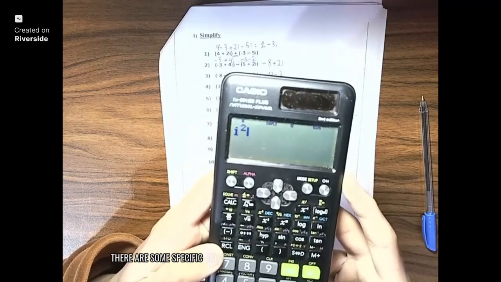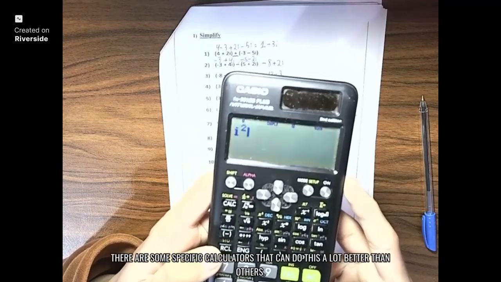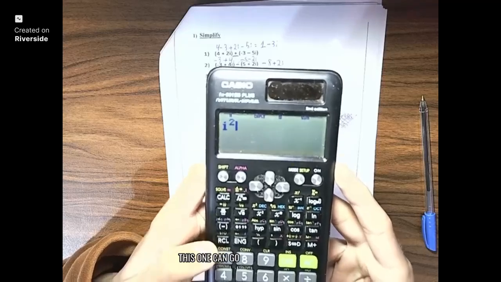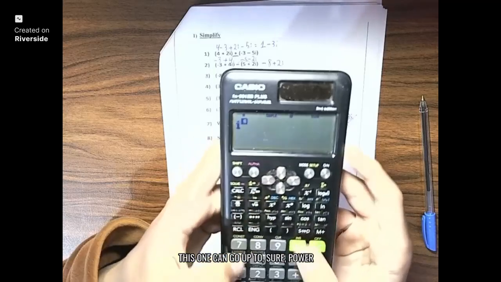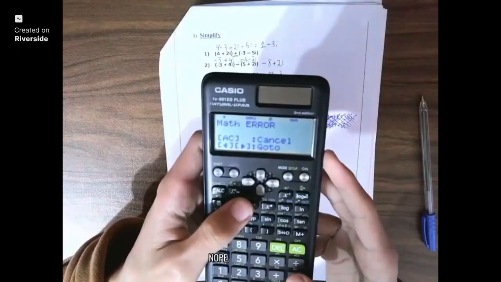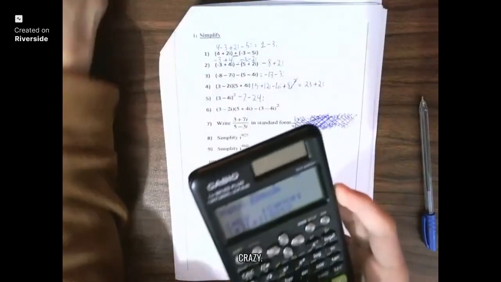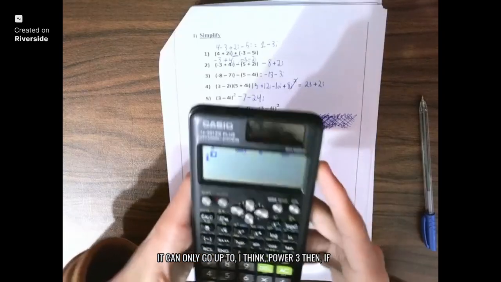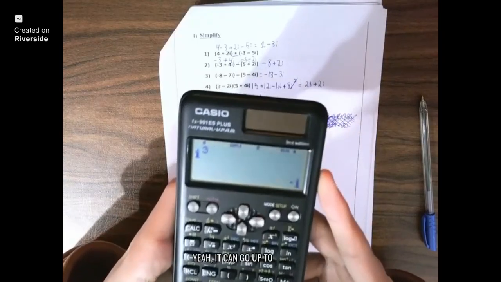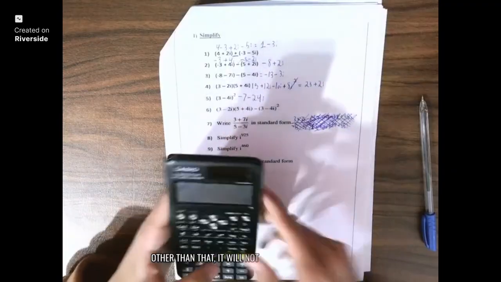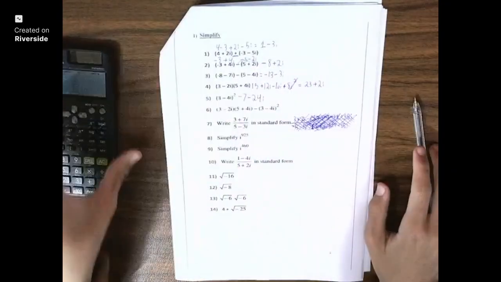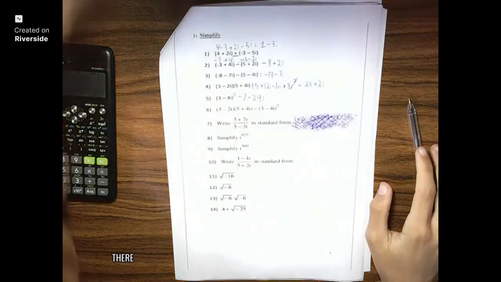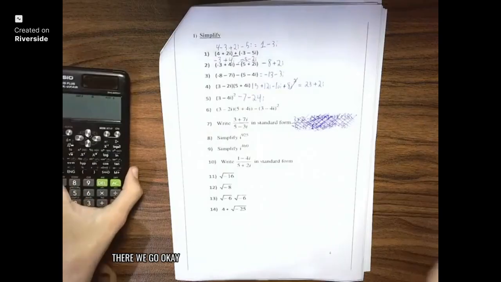There are some specific calculators that can do this a lot better than others. This one can go up to, I'm pretty sure, power 4. Nope, not that either. It can only go up to power 3. Other than that, it will not go much higher, sadly. Okay.